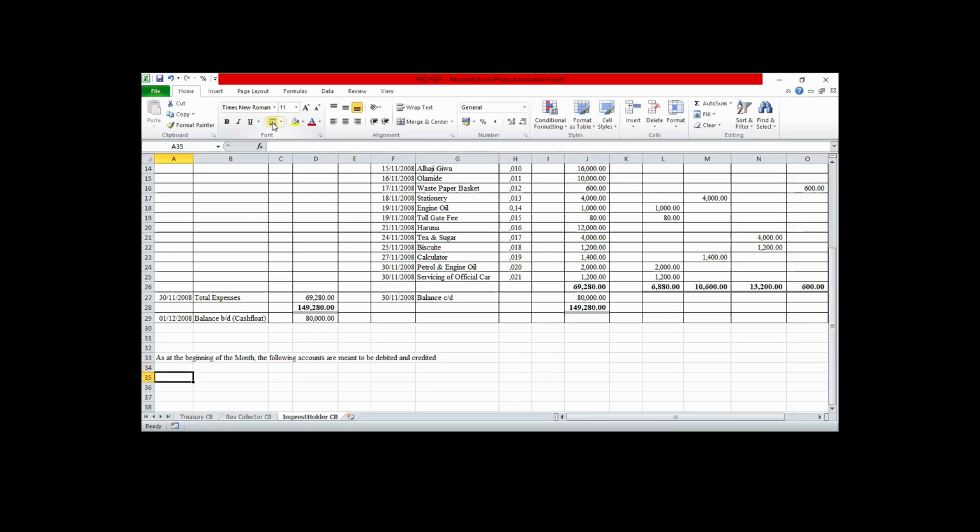Now, cash book, petty cash as at the beginning, petty cash or imprest holder, cash book. Debit. Then the next one is what? Cash book.